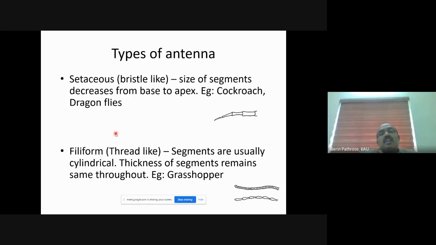So the first modification is the setaceous antenna. Setaceous antenna is also referred to as bristle-like antenna. It is usually seen in cockroaches. Cockroaches are the typical example of an insect having setaceous antenna.